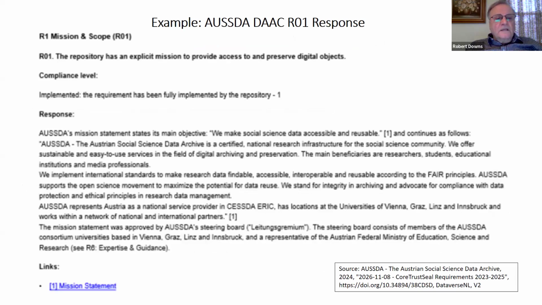Looking at another example, this is from the Australian Social Science Data Archive, and you see their compliance level is that they've implemented it, and you'll see they're doing their references differently. In the first sentence, they have a numeric 1 that refers to the link. In the section of links at the very bottom, they have a numeric 1, and then a link to their mission statement. It's a lot simpler to do it that way and easier, I think, for the reviewers to follow.